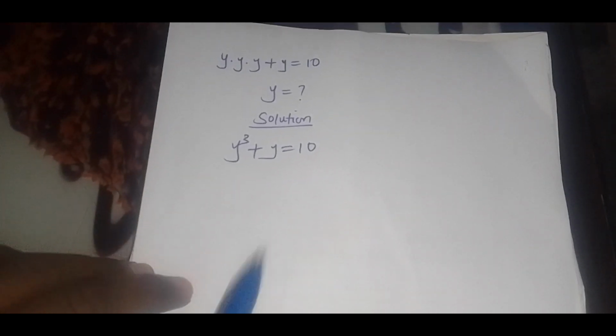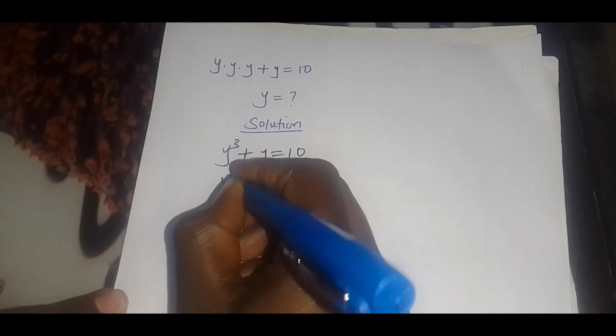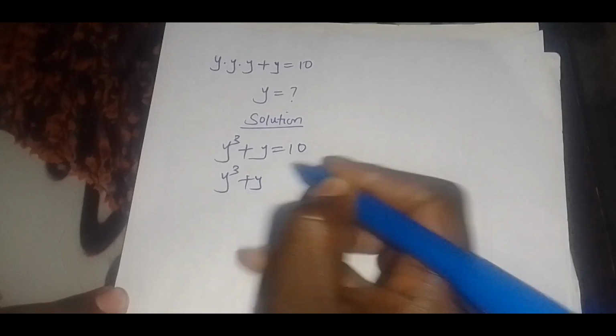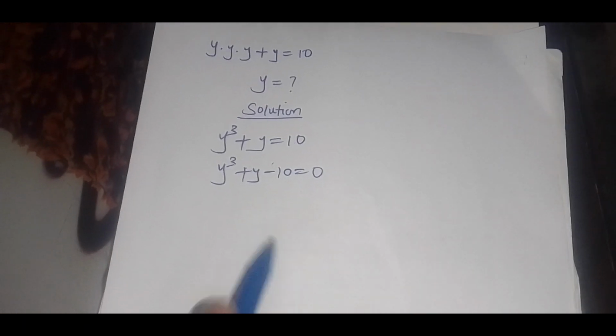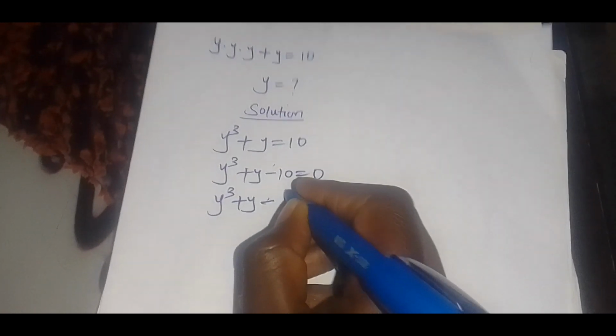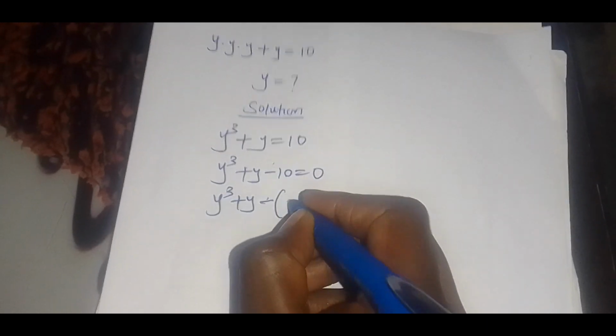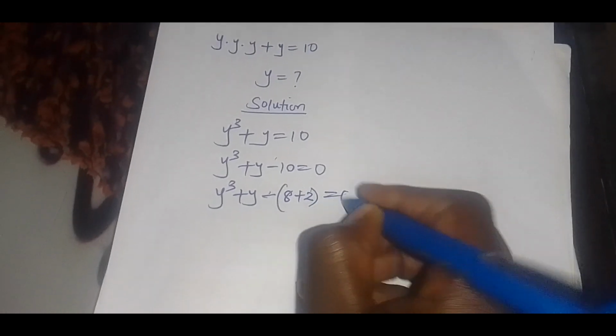Okay, so we can take this 10 to the left hand side so that we will have y cubed plus y minus 10, this is equal to 0. Okay, so we can write this 10 as follows. You will have y cubed plus y minus 10 can be written as 8 plus 2, and this is equal to 0.